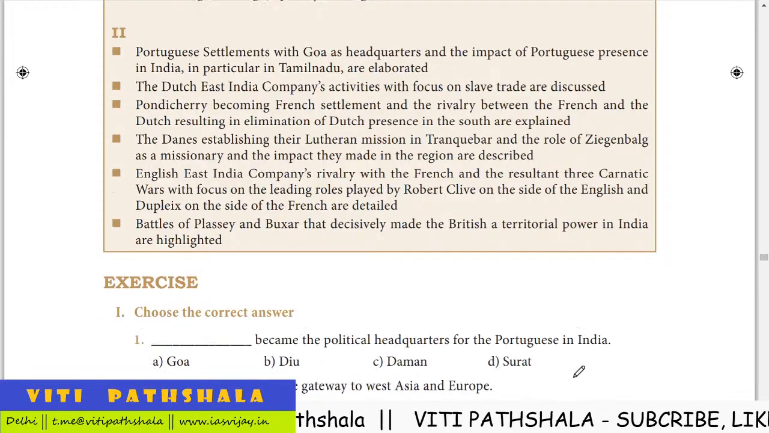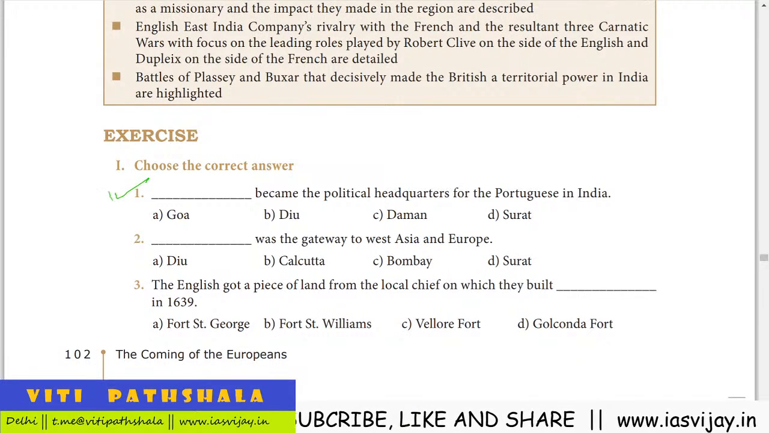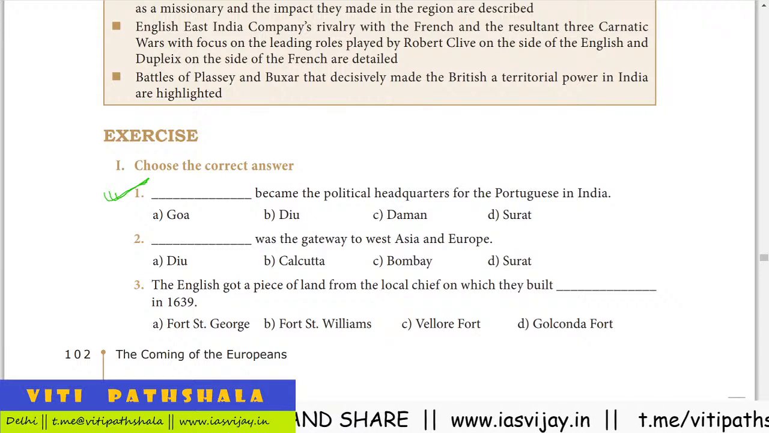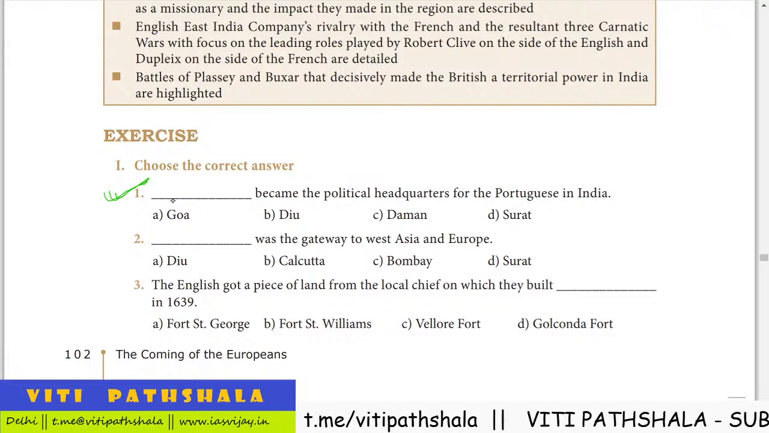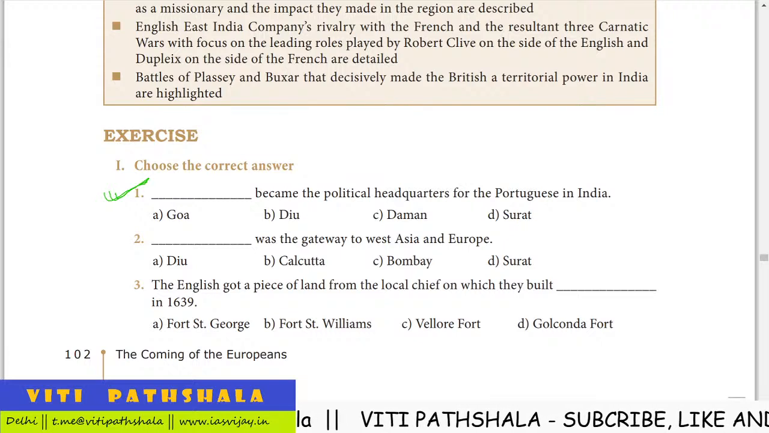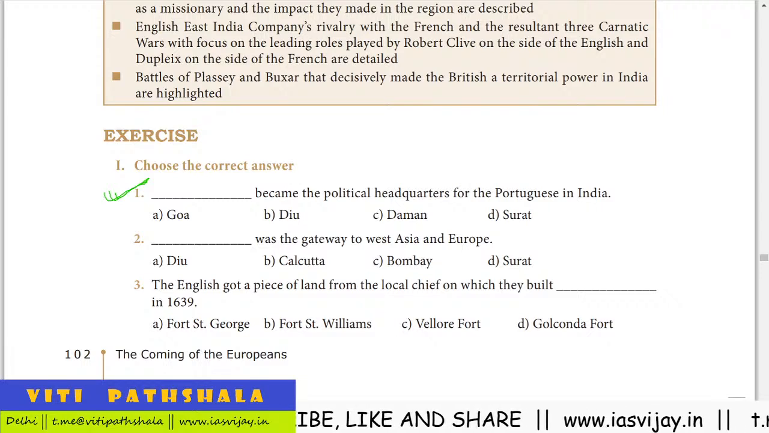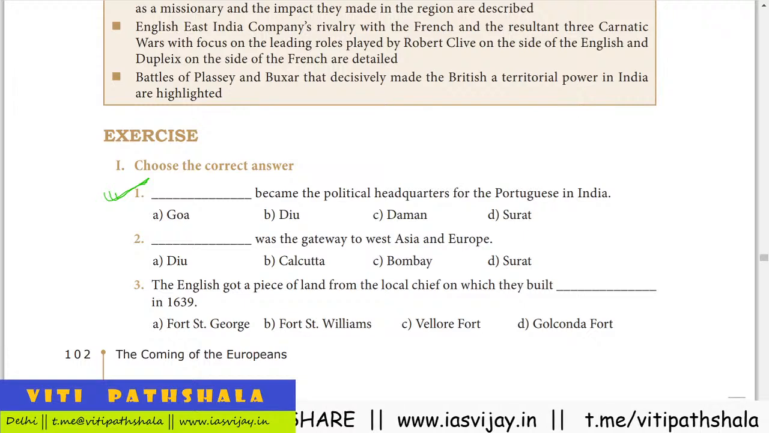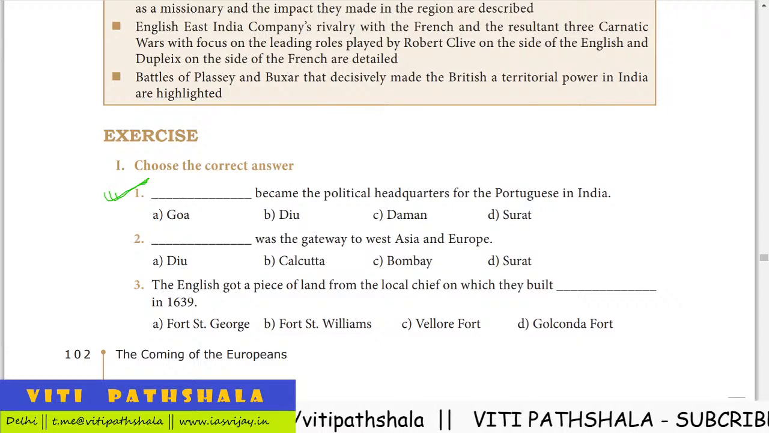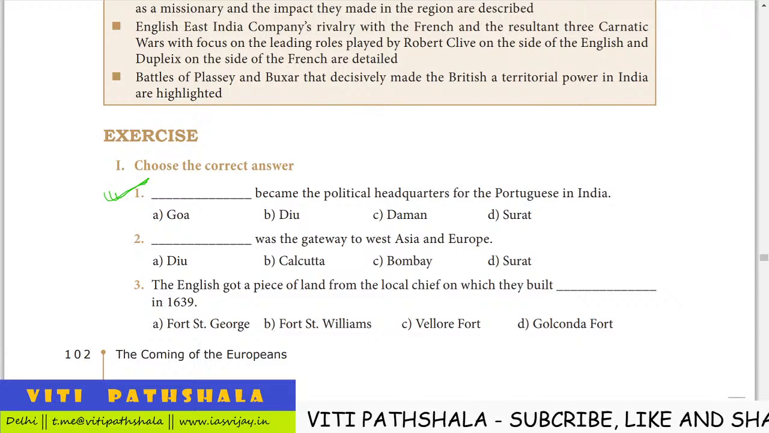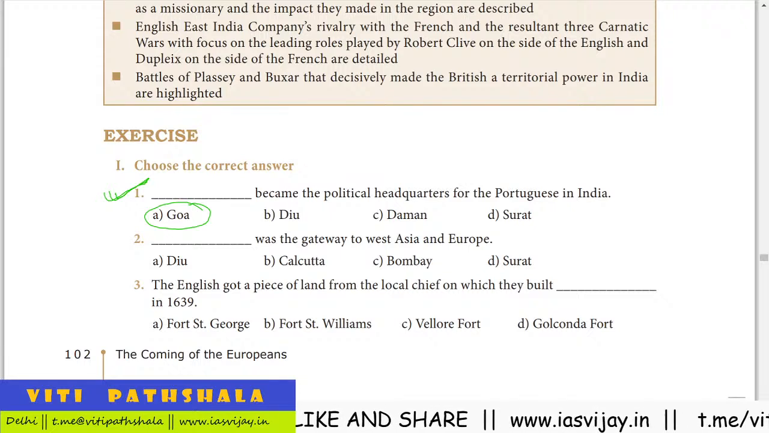Now one more thing we wanted to do is the questions. So answer the first question. What would be the answer? Answer, what will be the answer to the first question? Now, dash became the political headquarters for the Portuguese in India. So what would be the answer to the first question? Goa became the political headquarters for the Portuguese in India.